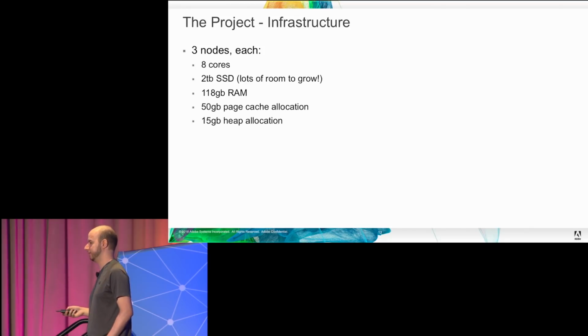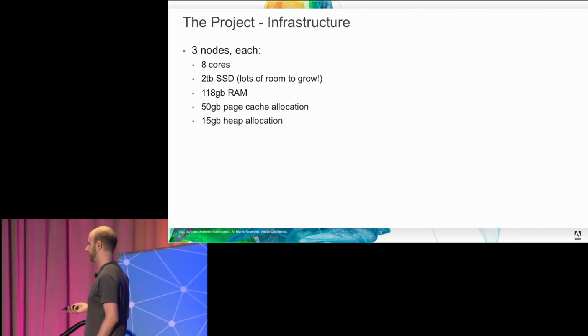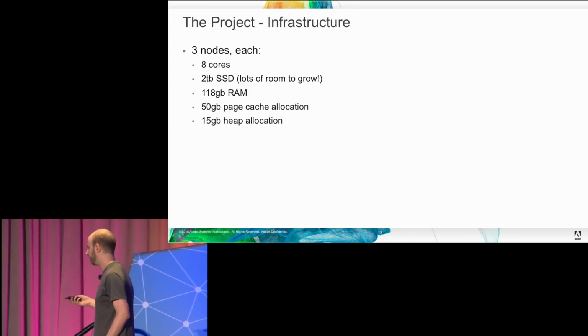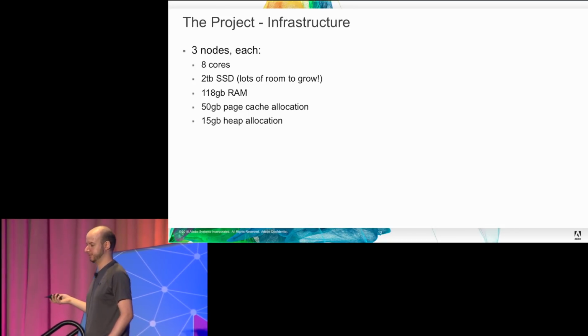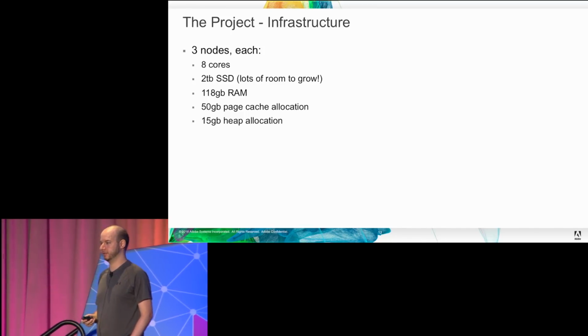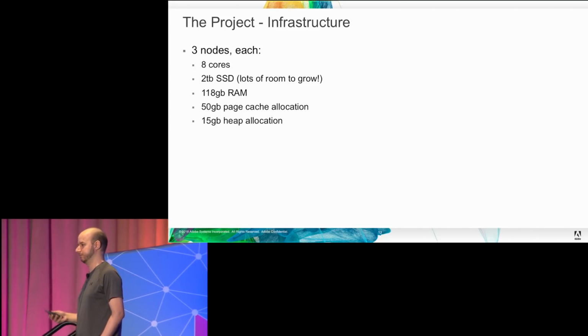Just to get a little more into the actual infrastructure we used, we have a 3-node cluster, 8 cores each, 2 terabyte SSD, so we have lots of room to grow there on our actual data set. We're nowhere near that, which is nice. 118 gigabytes of RAM allocated to each of the instances, 50 gigabyte page cache, and 15 gigabyte heap. And a really interesting thing is our system's been so performant, we haven't even tweaked these at all. This is what we went with from the beginning, and we haven't had any issues on that system with the 3 nodes.